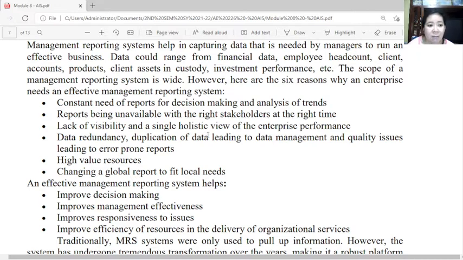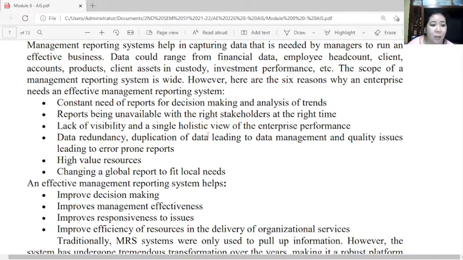Another is data redundancy, duplication of data that leads to data management and quality issues that will also lead to error-prone reports. So to address this problem, MRS should be effective to avoid these risks. Another is that the entity has high value resources, so they need to have appropriate management over these resources. So MRS will be of great help to the entity in this case.